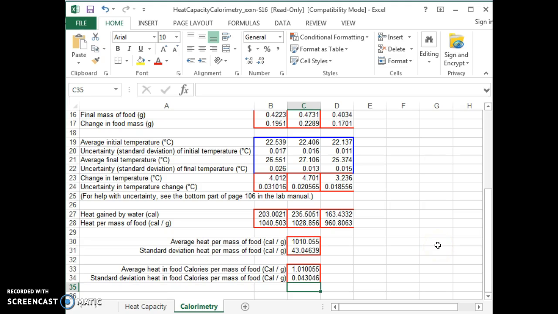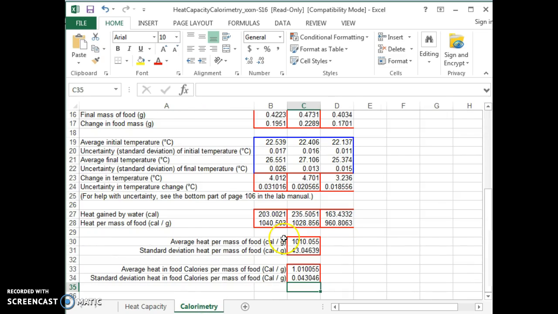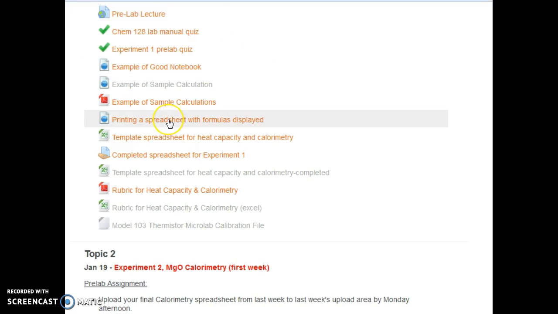Now let's talk about the actual lab report. So this spreadsheet, what you want to do is you're going to print out this tab for me, and you filled this all in lab, so it should be done. You're also going to print out this tab for me, and then you're also going to upload it to Moodle. So let me see if I can find the spot for that. So here's your completed spreadsheet for experiment 1. That's where you're going to upload it. And here's your rubric. Again, don't forget to look at that before you turn stuff in.